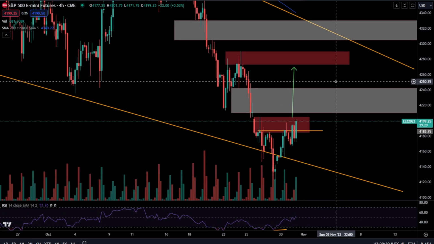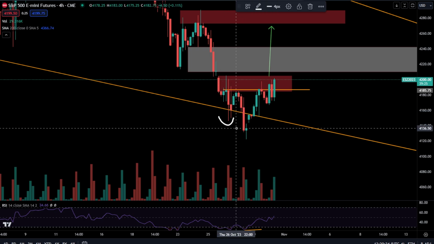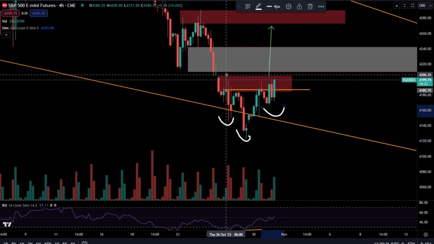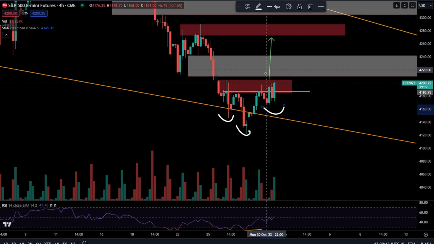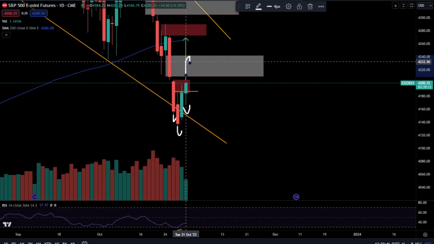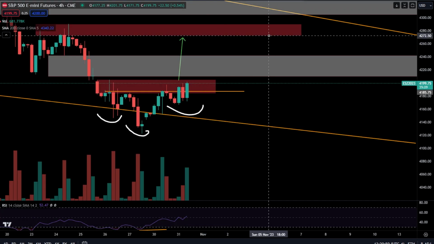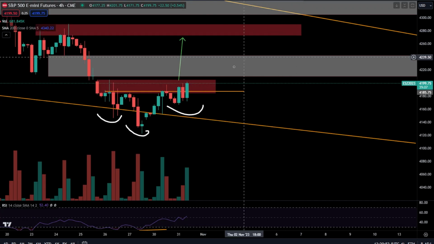ES, by the way, does have this inverse head and shoulders formation right here, and you do have a zone being the neckline here. I want to see the high of 4205 break. If you can break 4205, I think you're probably going to at least come up into the top of this fair value gap. If not, you're going to go straight to the next supply zone up there, which will be 4272.